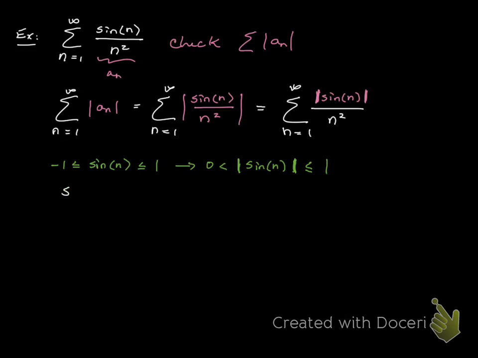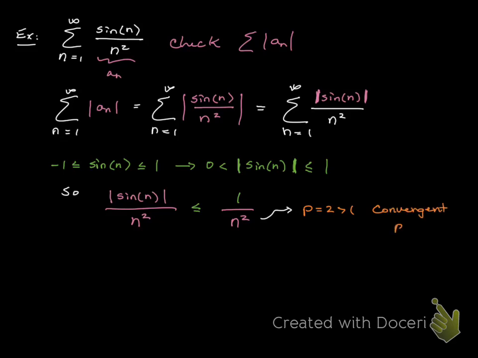So what we've got is then the following thing. What we can do is say, since the absolute value of sine of n is less than 1, I can say that this fraction, sine of n over n squared, is less than 1 over n squared, which is of course a p-series, and it's a convergent p-series with p being 2.